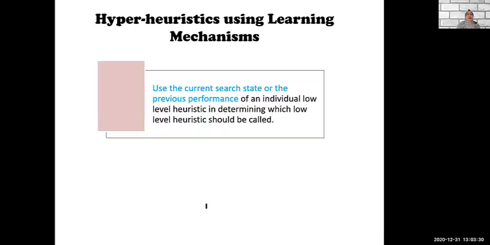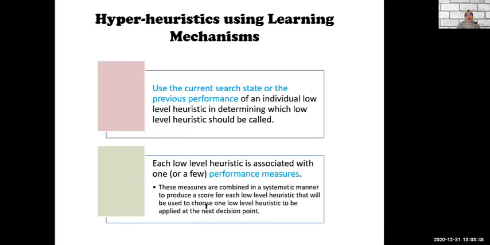So, hyper-heuristic using a learning mechanism. It uses the current search state or the previous performance of individual low-level heuristics in determining which low-level heuristic should be called. Each low-level heuristic is associated with one or a few performance measures. These measures are combined in a systematic manner to produce a score for each low-level heuristic that will be used to choose one low-level heuristic to be applied at the next decision point.